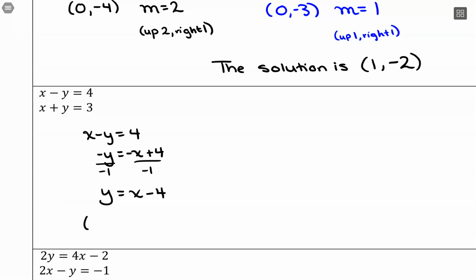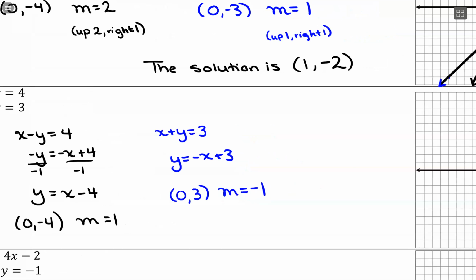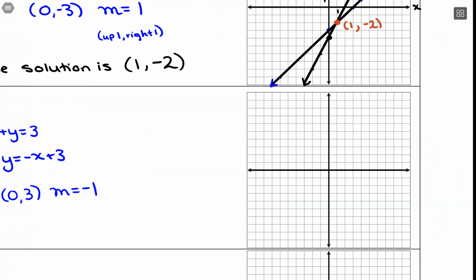So I'm going to have the coordinate 0, -4, and a slope of 1. I'm going to go ahead and get my other equation ready. x plus y equals 3, and solving for y, we'll have y equals -x plus 3. So we're going to have a y-intercept of 0, +3, and a slope of -1. Alright, let's graph these points.